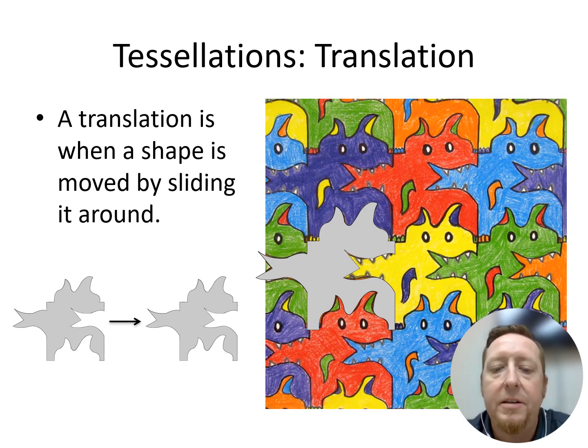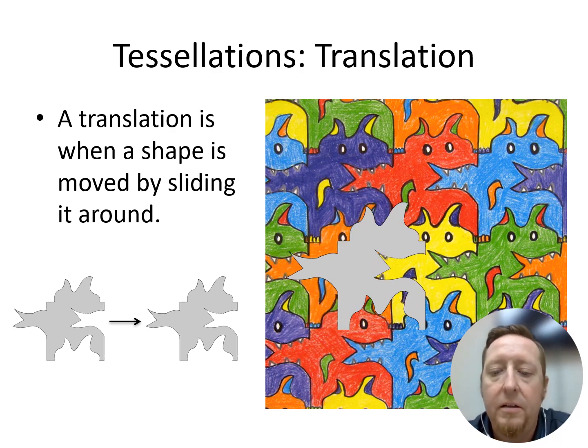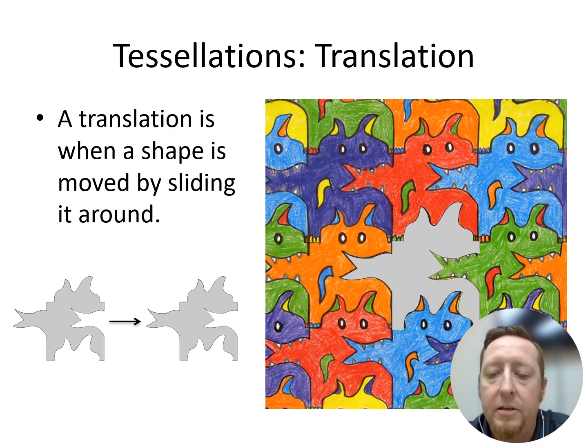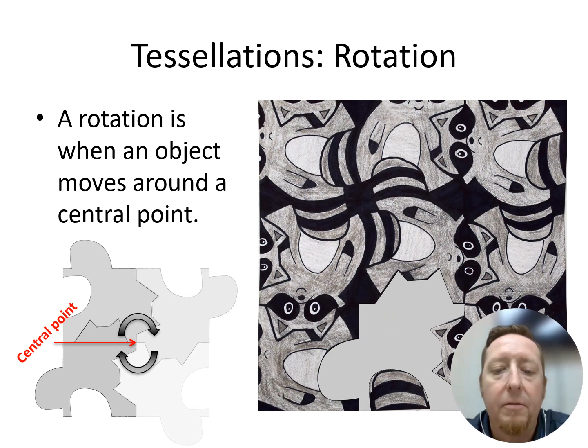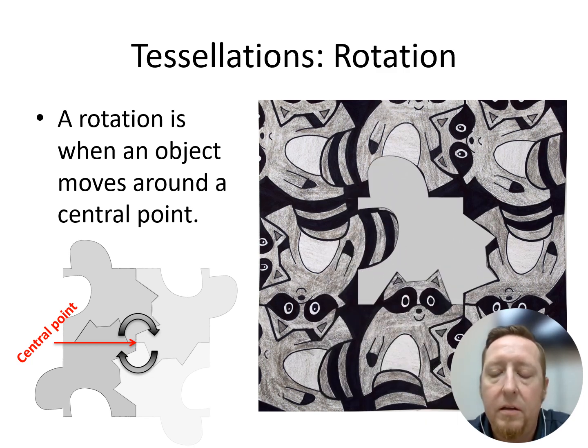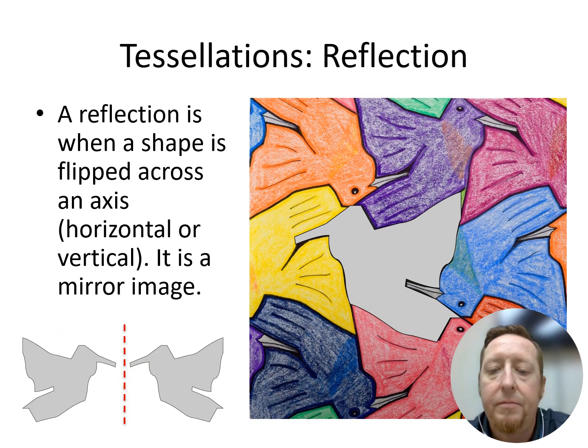A translation tessellation is when the shape is just moved by sliding it around. So we just keep moving it over and up and down. The rotation tessellation is when we rotate it around a central point. So we're going to have a central point here and just rotate our image around that point. But we can still keep going all the way around and keep going.